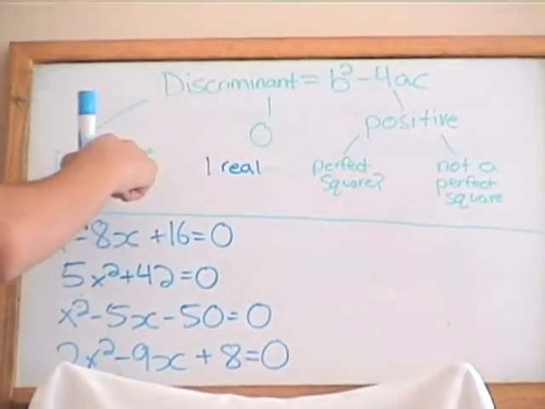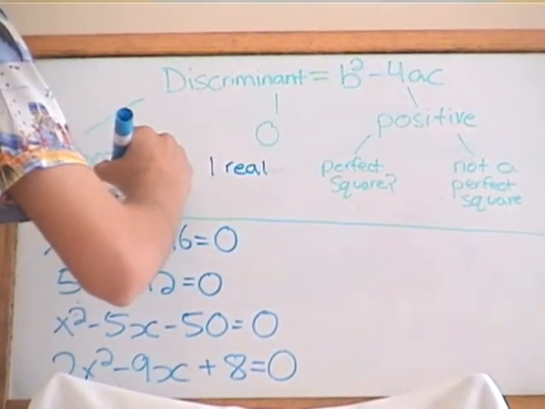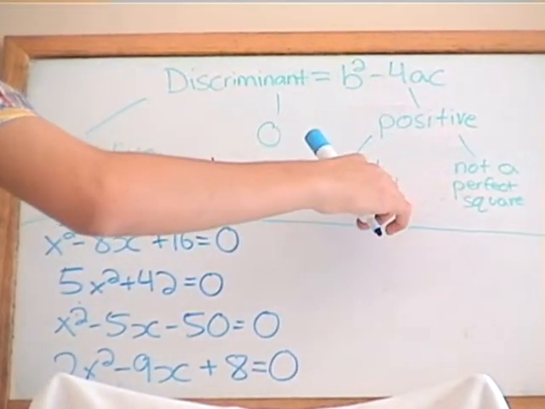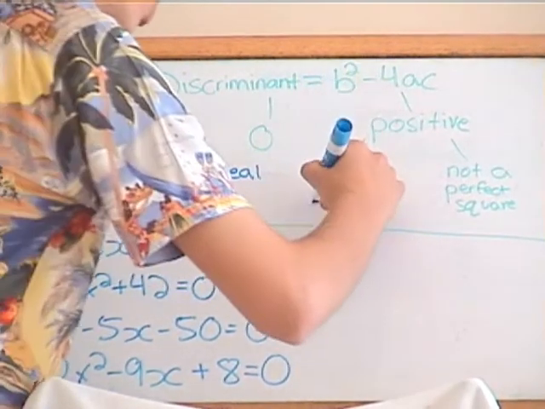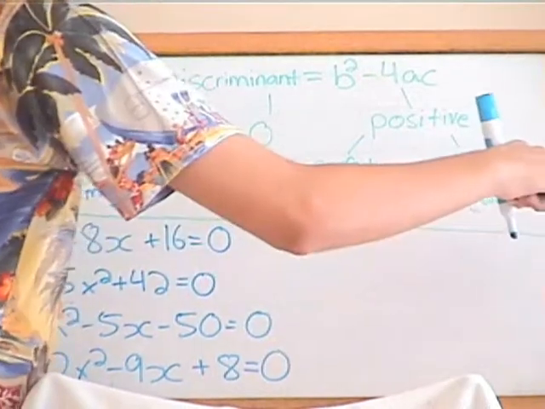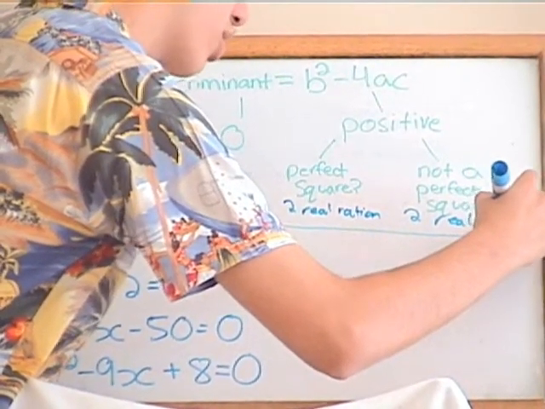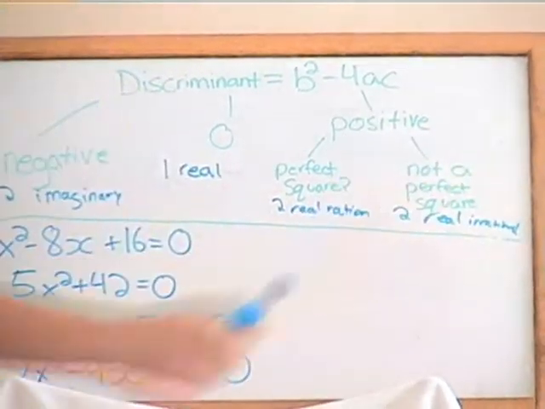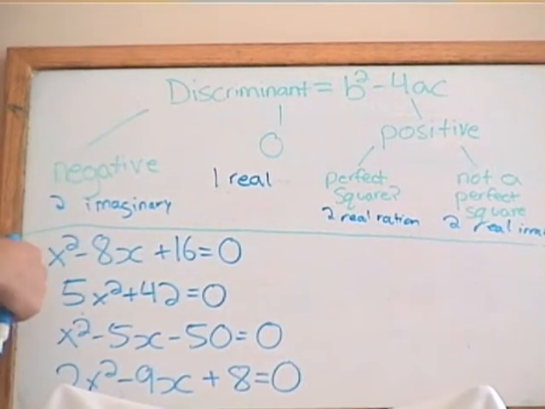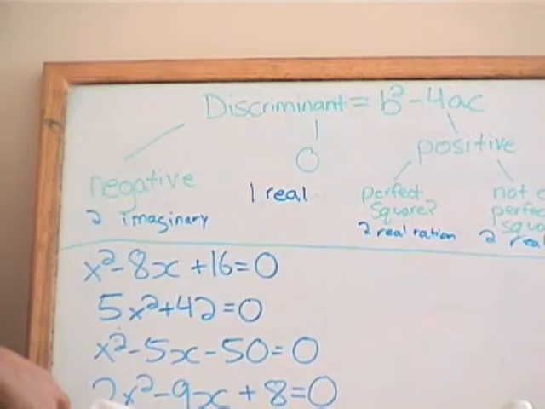If the discriminant is a negative number, then there will be 2 imaginary roots. If the discriminant is positive and it is a perfect square, there will be 2 real rational roots. And if it is not a perfect square, there will be 2 real irrational roots. Now, I will give you a couple of minutes to solve for b squared minus 4ac in these 4 problems. Please stop the video.